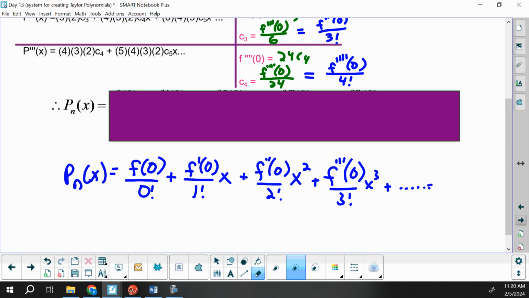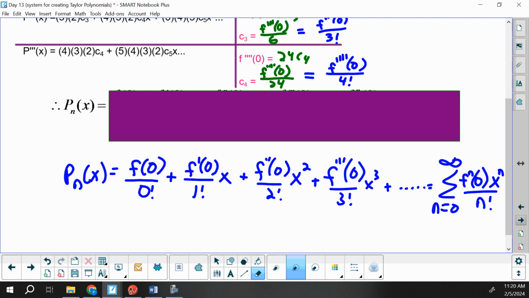So let's write a general summation. We would go n equals 0 to infinity. We always start with the nth derivative. So I'm going to do f superscript n of 0. So the 0th derivative, then the first derivative, second derivative, and so on. The x is always raised to our n value, and we are over n factorial.